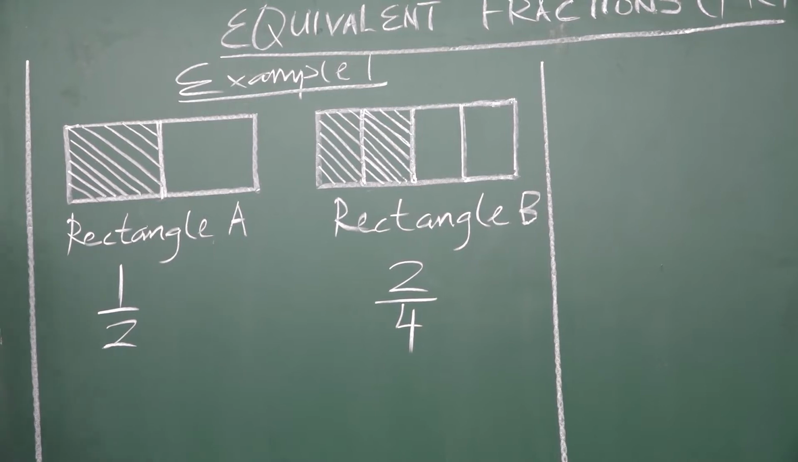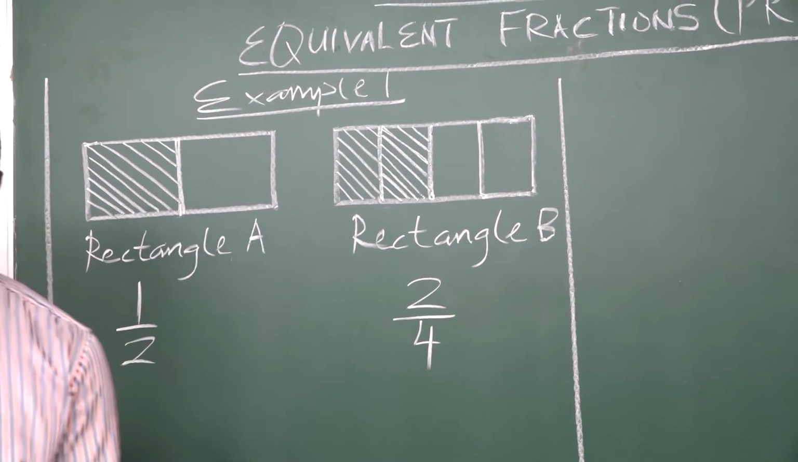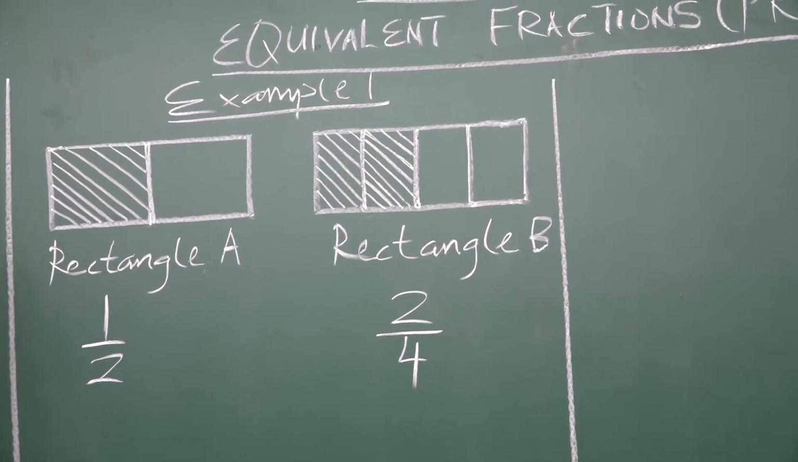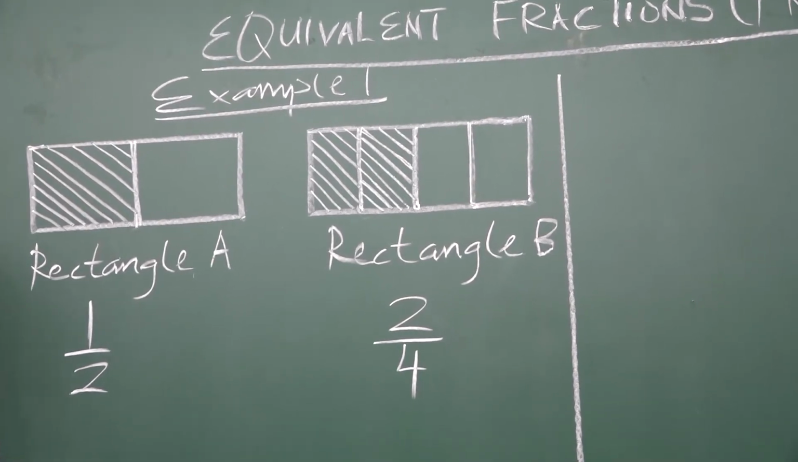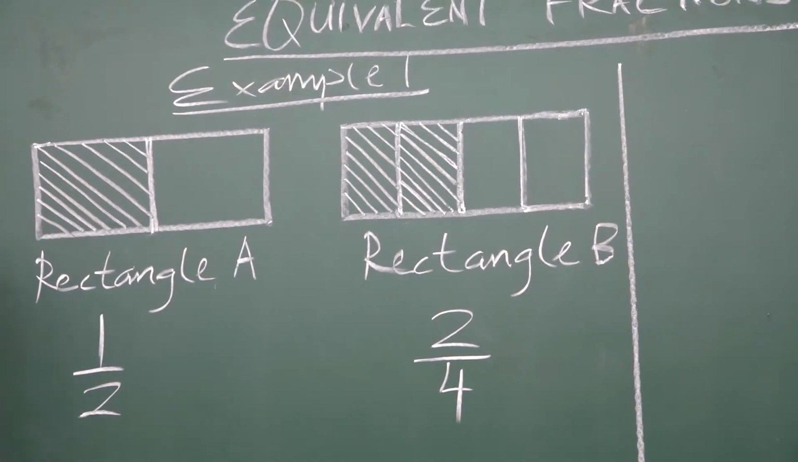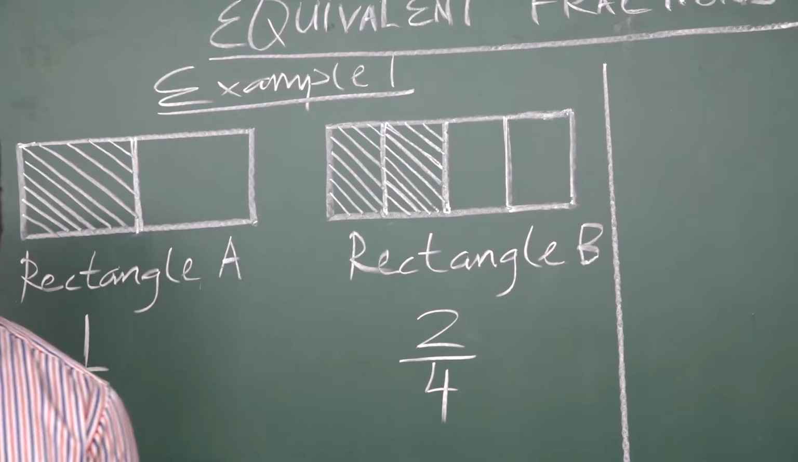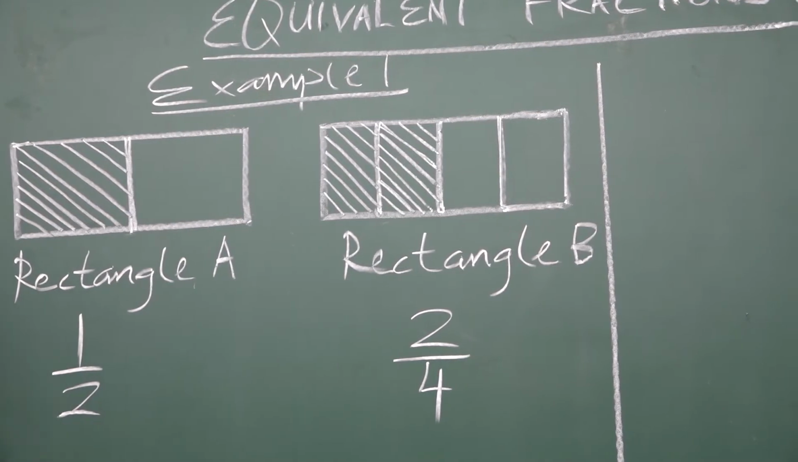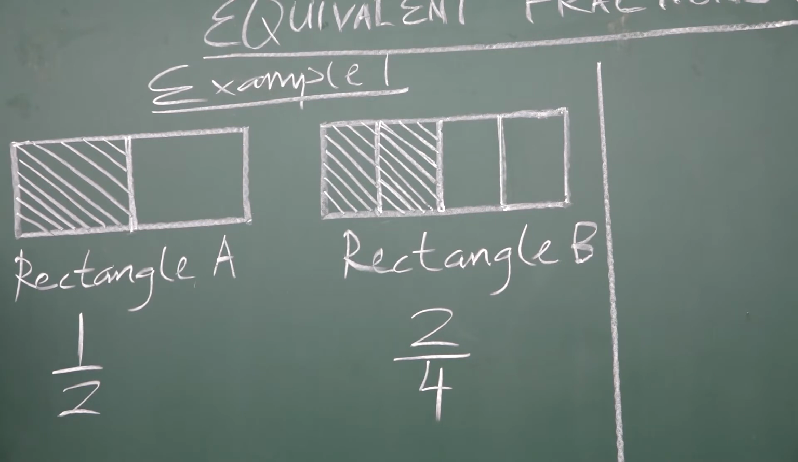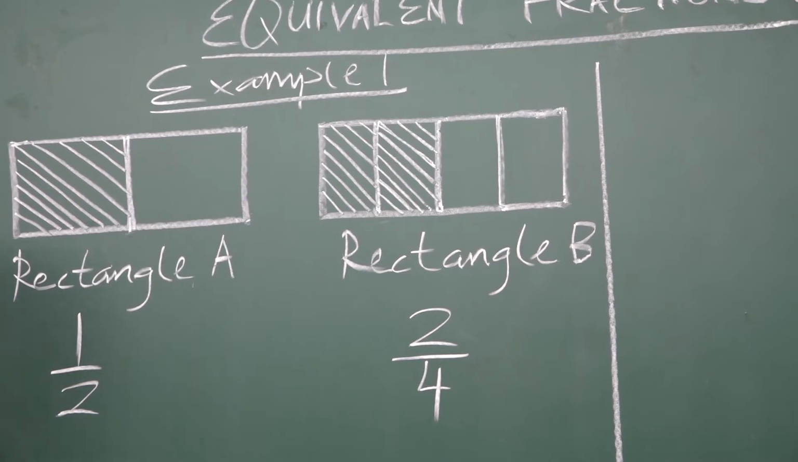From the first rectangle, which is rectangle A, you have 1/2. That is, one part of it is shaded over the total parts, which is 2. So you have 1/2 as a fraction from the first rectangle. And for the second rectangle, you have 2 parts of it shaded out of 4. So that 2 should be your numerator all over 4, which is the total number of parts of that rectangle.